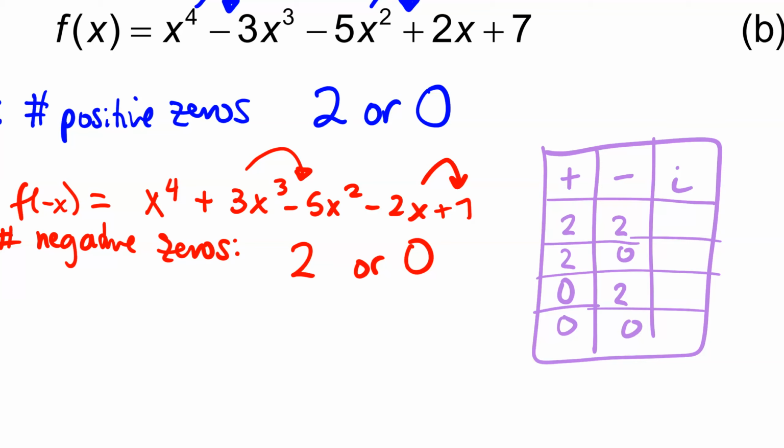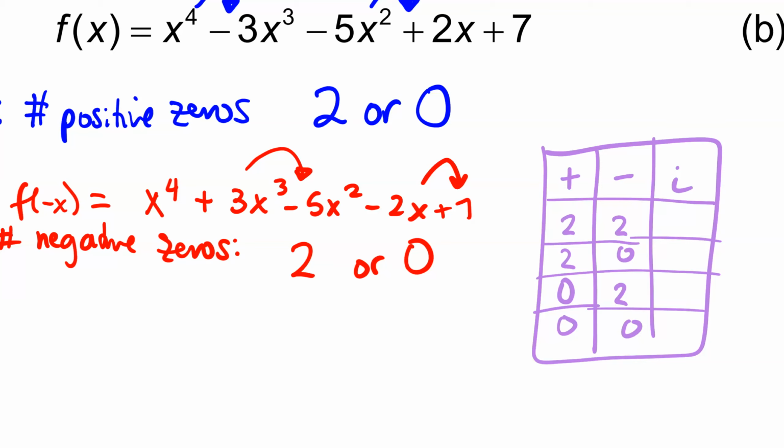Both positive and negative have 2, or one has 0 and the other has 2, or the other way around, or both have 0. So I'm trying to write all the combos. I don't want to repeat the same combo. Or you can't wear the same clothes 2 days in a row. You gotta switch it up.